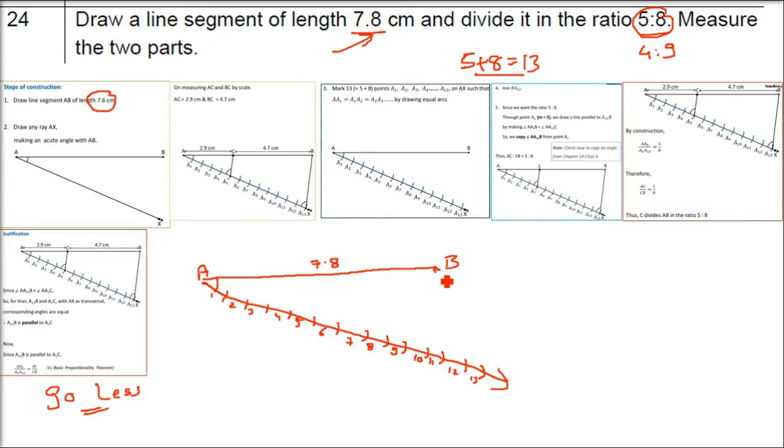Now you can join this 13th part with this B. Let us call it as X. So we are joining B and X. So now coming to fifth, 1, 2, 3, 4, 5. This fifth part, the end of this fifth part. Now make the line parallel to this line which is BX.